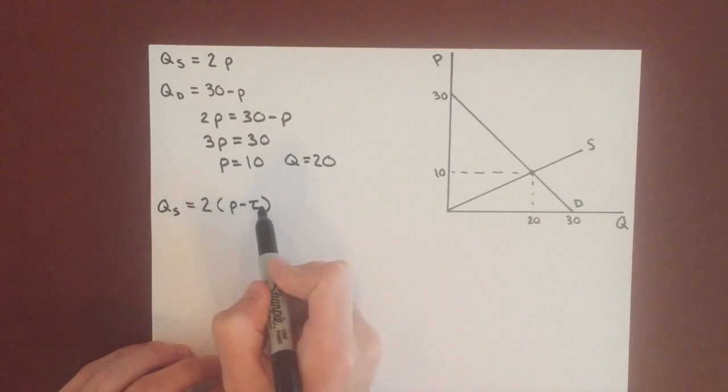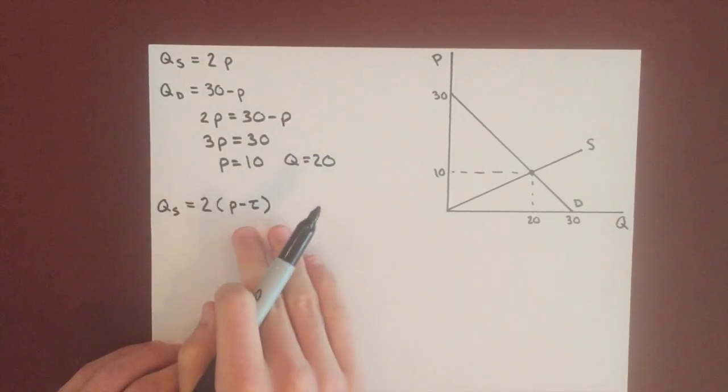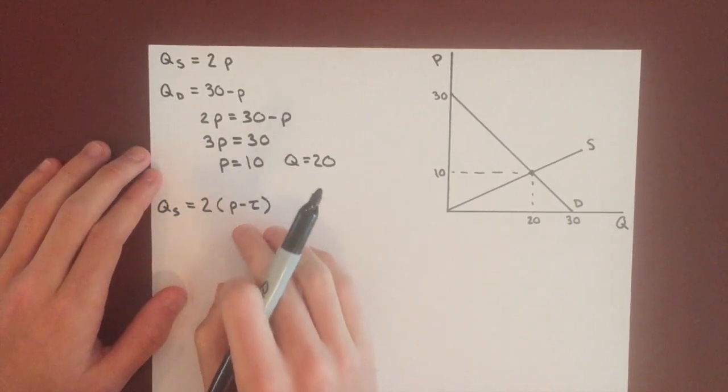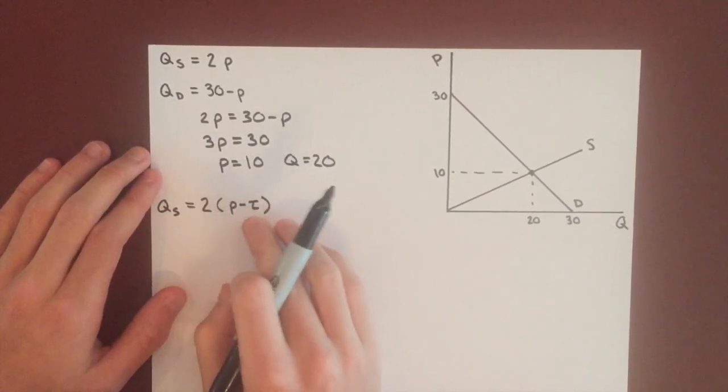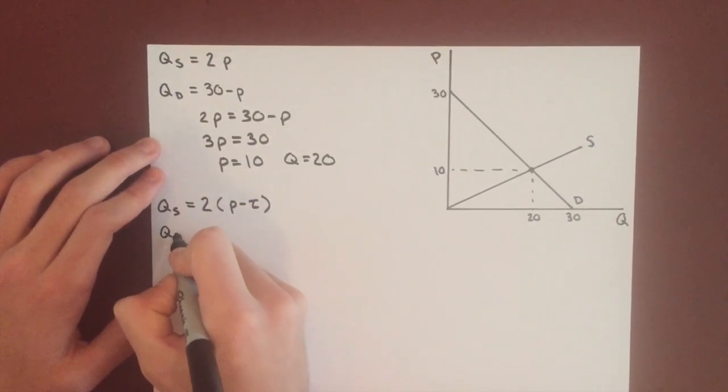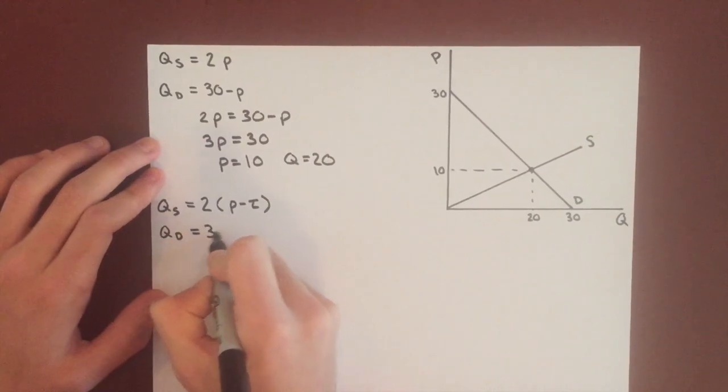So that means we have to distribute the 2. This is the same for all types of sales taxes. You have to make sure you keep this minus t inside the parentheses. And then quantity demanded will actually stay the same.